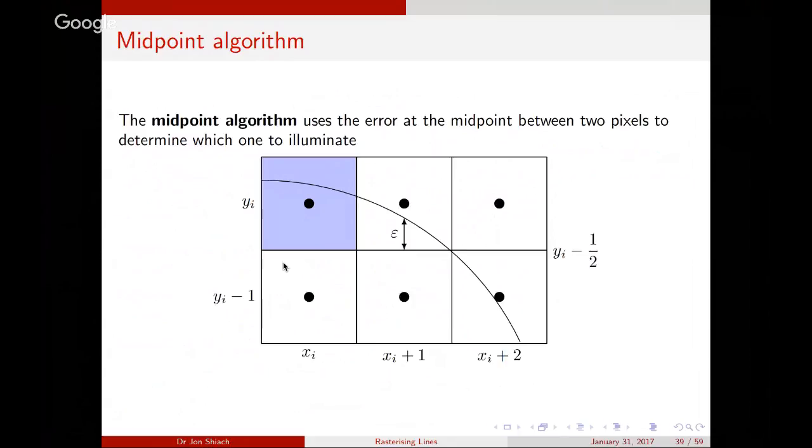And the y coordinate of that midpoint is simply our y_i, which is the pixel we just illuminated, minus a half, because the distance between these 2 points here is 1. So if this is positive, we choose this pixel to the east. If it's negative, we go to the southeast.